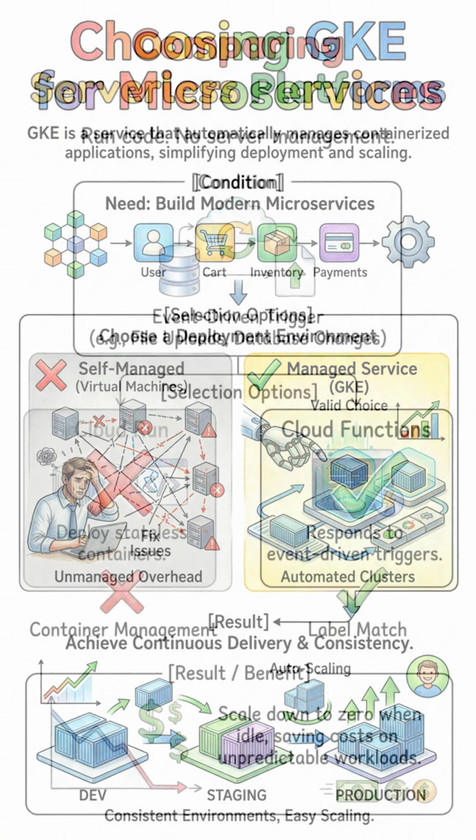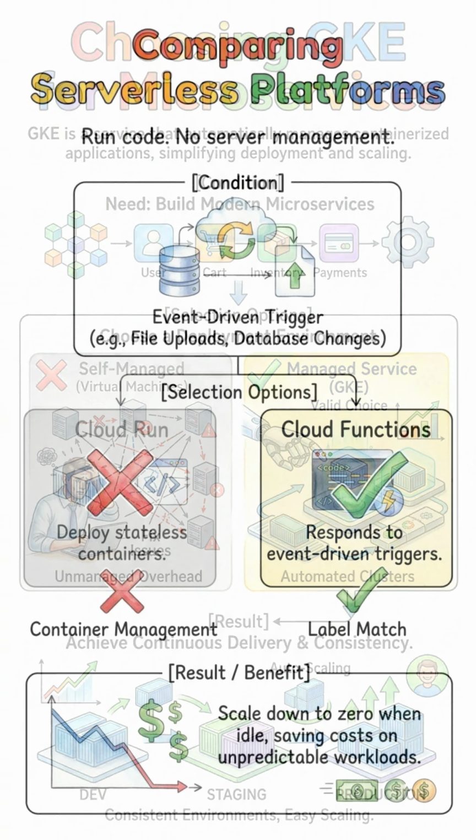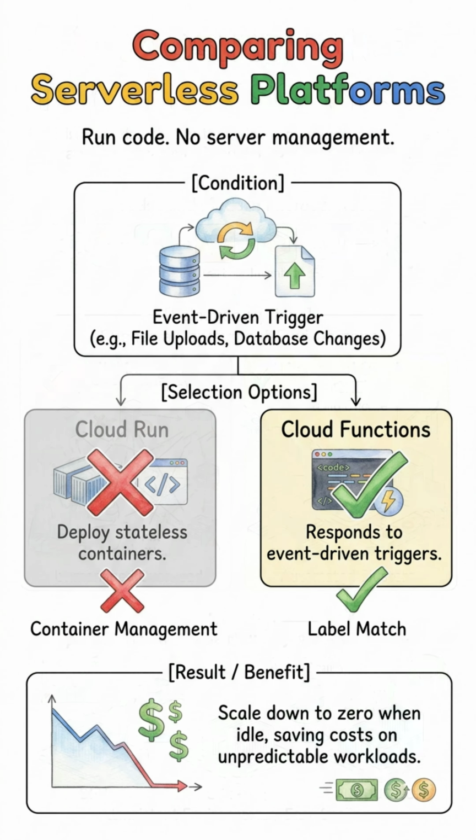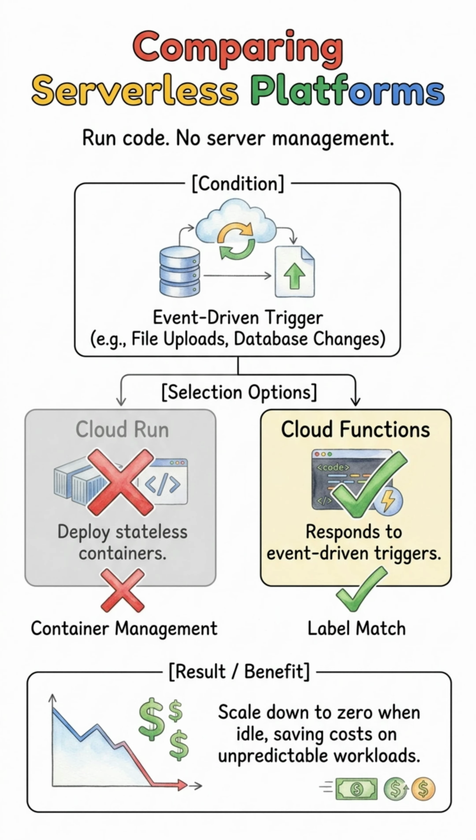Serverless platforms allow developers to run code without managing underlying servers or virtual machines. Cloud Functions responds to event-driven triggers like database changes or file uploads, while Cloud Run allows you to deploy stateless containers on a fully managed platform. Both services scale down to zero when idle, saving costs on unpredictable workloads.